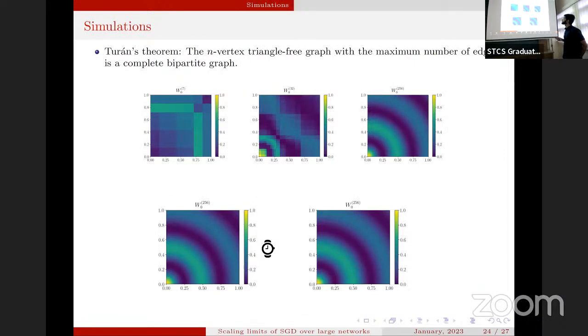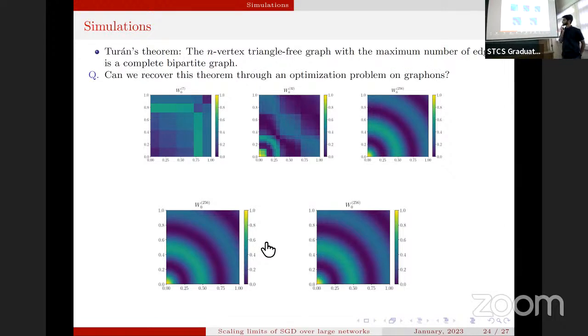Okay, some examples. Because we are studying optimization processes on graphs, we can look at certain questions in the extremal graph arena. One of the famous theorems is Turán's theorem, and a special case of it says that the n-vertex graph which doesn't have any triangles but has the maximum number of edges has to be a complete bipartite graph. Right? Not very hard to guess. So can we recover this theorem statement through an optimization process, because we have a toolkit now?